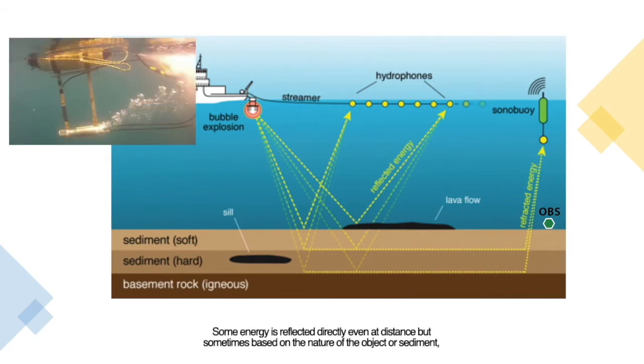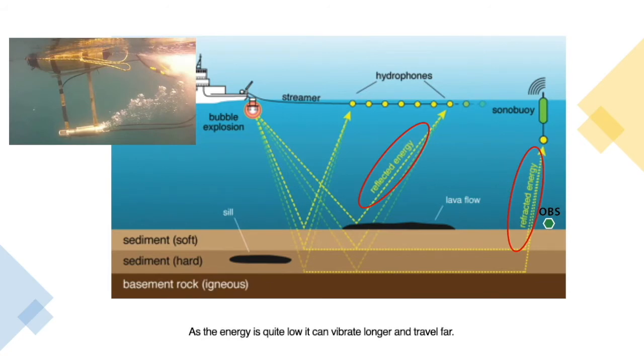Some energy is reflected directly even at a distance, but sometimes, based on the nature of the object or sediment, the energy is also refracted, and the receiver needs to be placed at a greater distance to monitor the detection. As the energy is quite low, it can vibrate longer and travel far.